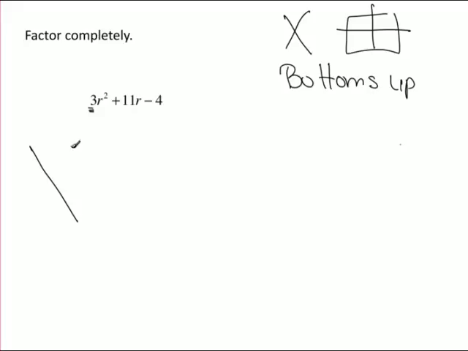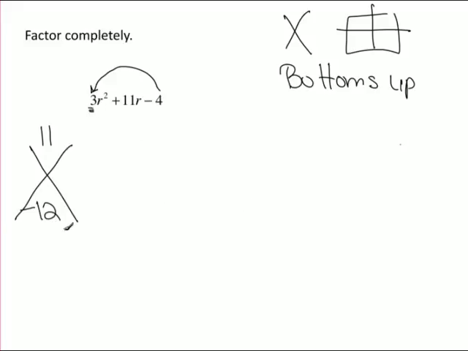So let me start with the x box. We begin this the same way we would do the x puzzle. We're looking for two numbers that add up to 11, but they multiply to negative 12. So we multiply the coefficient for the first term times the constant. Now recall with the other ones, when we have a 1, we don't have to do that because any number times 1 is going to give us the same number.